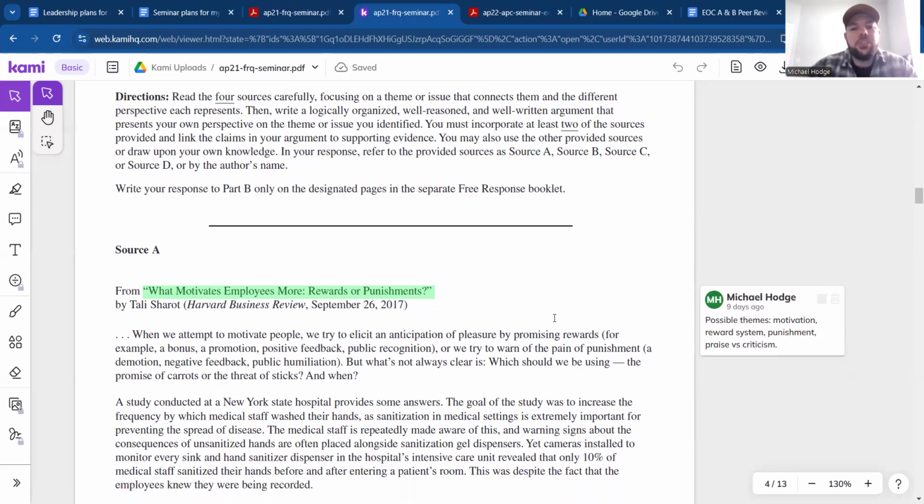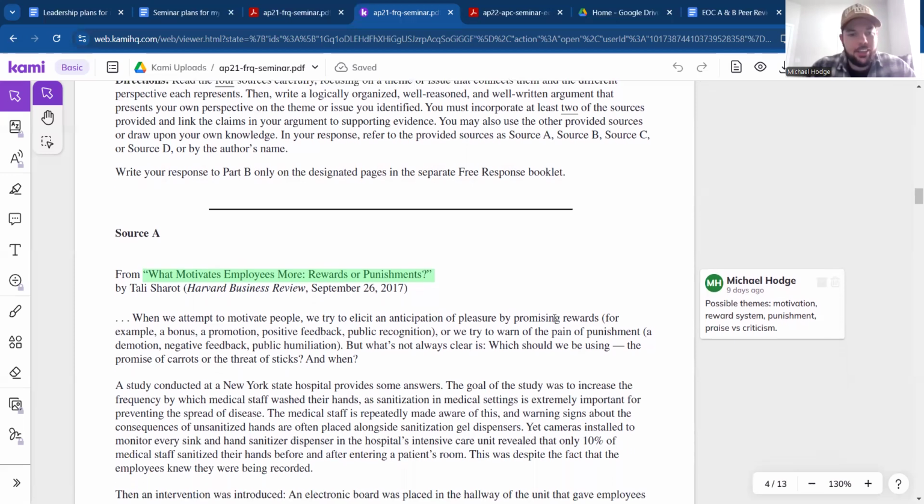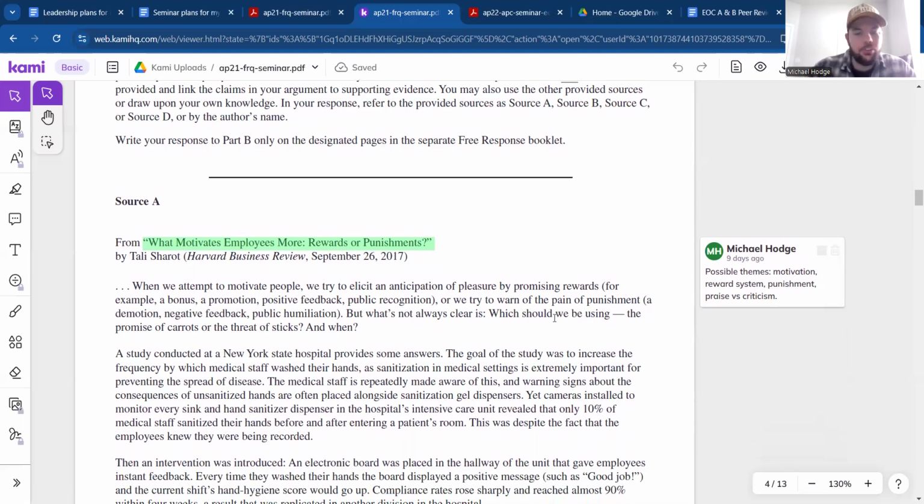So, first thing I would do if I were you and I had these four documents is obviously all four of them have a title. As an English teacher, I could tell you titles mean something. People don't just give articles or poems or stories titles for no reason. Titles always mean something.